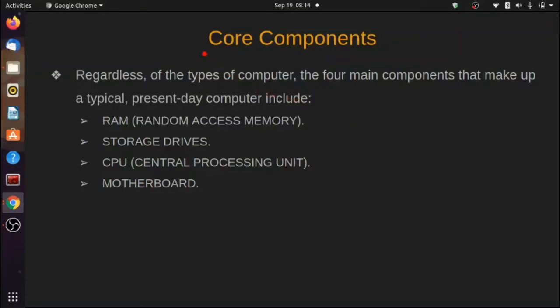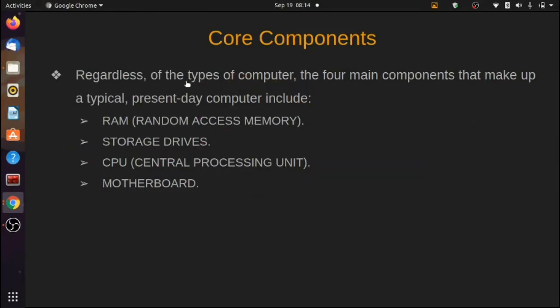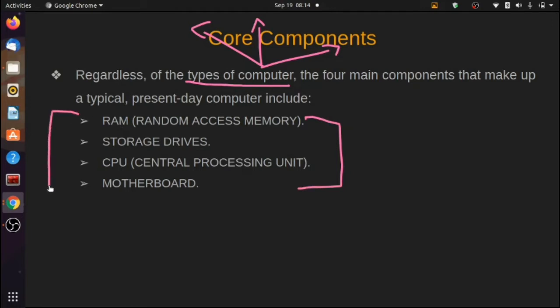Let us now discuss the core hardware components. Be it any type of computer like a desktop, a laptop, or a smartphone, all these different types of computers need to have these four components present in them. And what are those components?